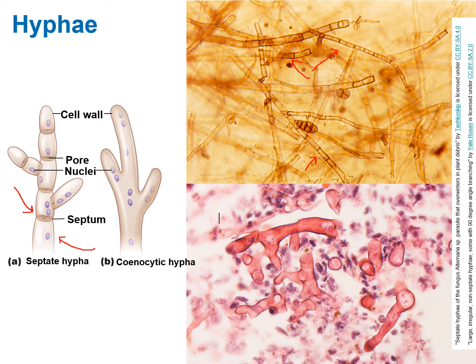A second type of hypha that we see looks like this. It's called coenocytic. Basically in this type of hypha, we have multiple nuclei, but there's no septum to separate the cells. It's just like one long continuous structure. So that's coenocytic. And again, if you look at this image, you don't really see any partitions at all.